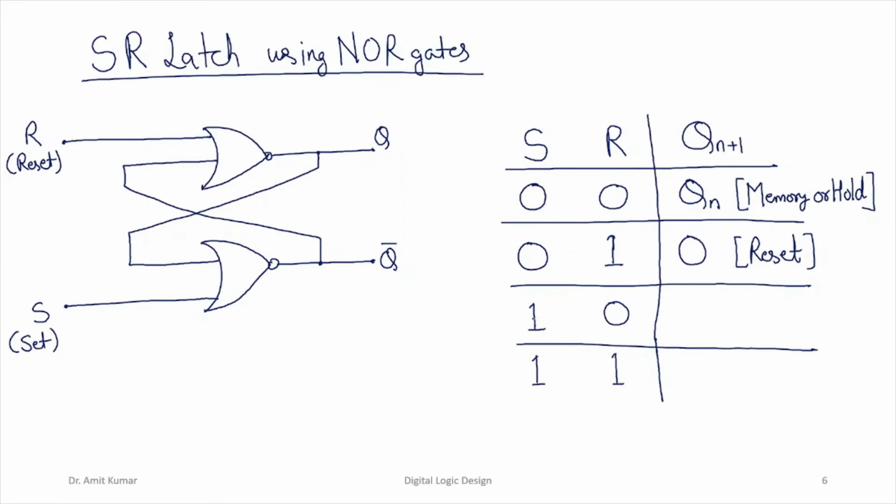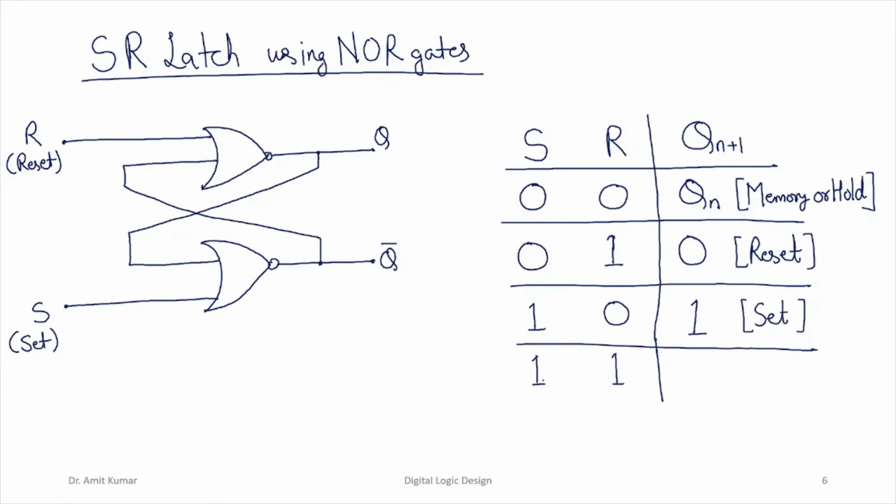If we consider the third case, that is, if S is 1 and R is 0, where the set input is 1 and the reset input is 0, in this case, irrespective of the value previously present at the output terminal, it is always going to be in the set state. So the output terminal is always in the set state if the S input is 1 and the R input is 0, and that is why we call this the set state.